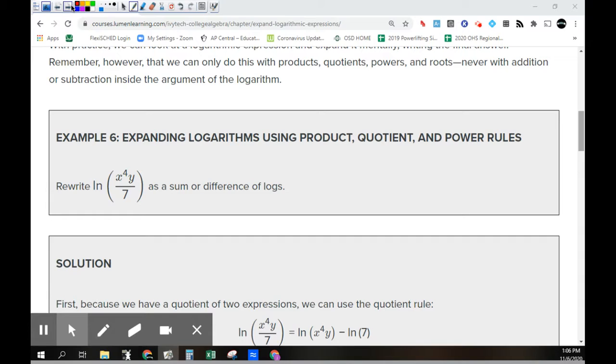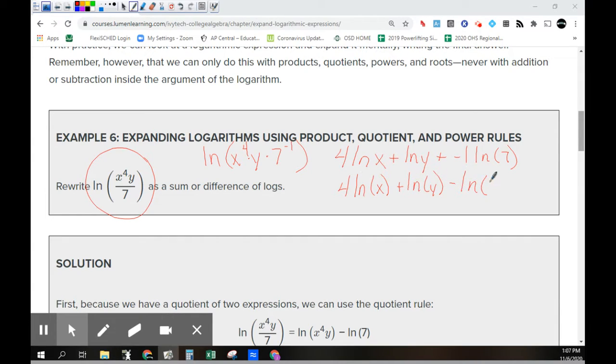Let me show you real quick how you would do it with negative exponents. You would first say that's just the natural log of x to the fourth y times 7 to the negative first. So now that's going to be 4 natural log of x, because I'd split off the x, the natural log of x to the fourth, and drop the 4 in front, plus natural log of y, plus negative 1 natural log of 7. And so this can be 4 natural log of x plus natural log of y minus natural log of 7.